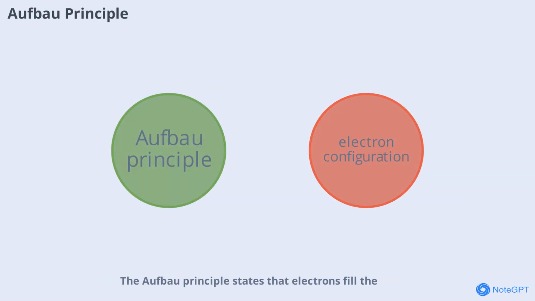The Aufbau Principle states that electrons fill the lowest energy orbitals first before moving to higher ones. This rule helps explain the order in which electrons populate the various orbitals in an atom. By following the Aufbau Principle, we can predict the electron configuration of any element, which is essential for understanding its chemical properties.